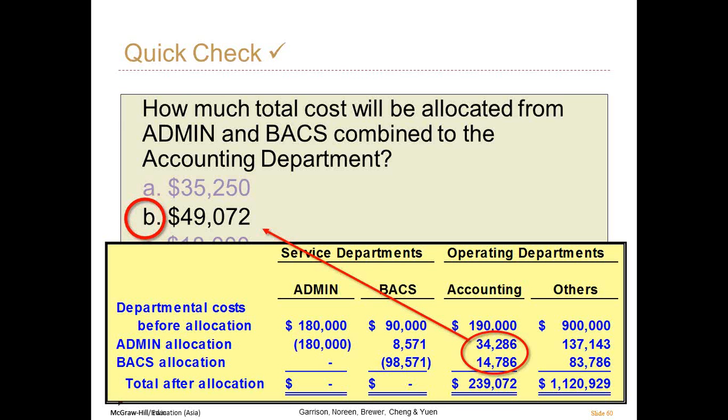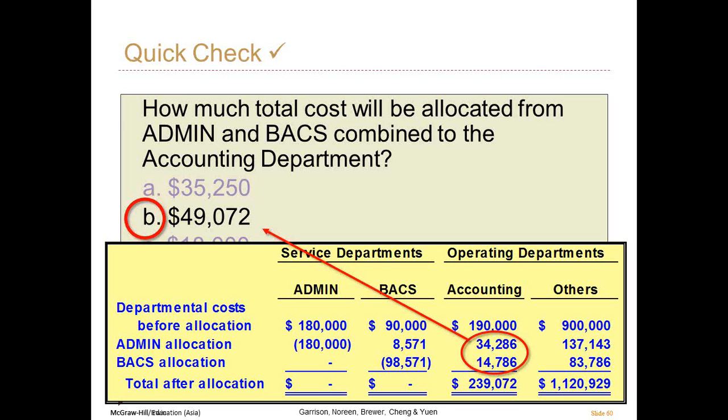We must also allocate admin costs to BACs. The allocation percentage is found by dividing 5 employees by 105 employees. Next, we multiply the allocation percentage times the service department cost. To allocate admin costs to BACs, we multiply the allocation percentage times 180,000 and get 8,571. The new amount to be allocated from BACs is the original 90,000 plus 8,571 for a total of $98,571.